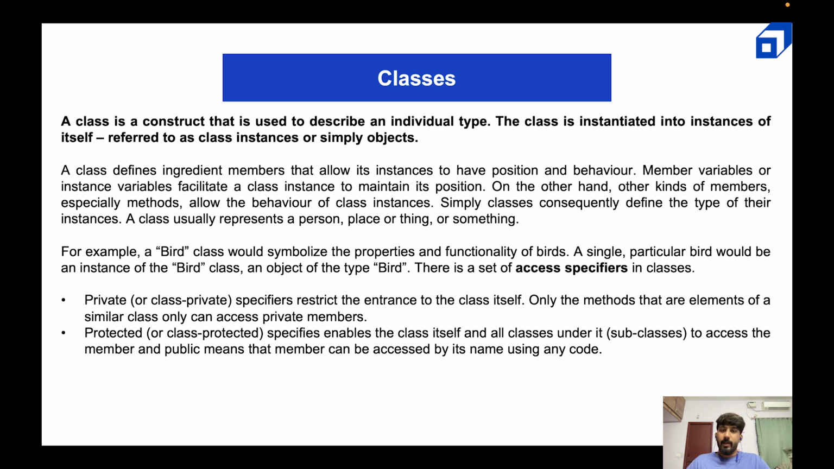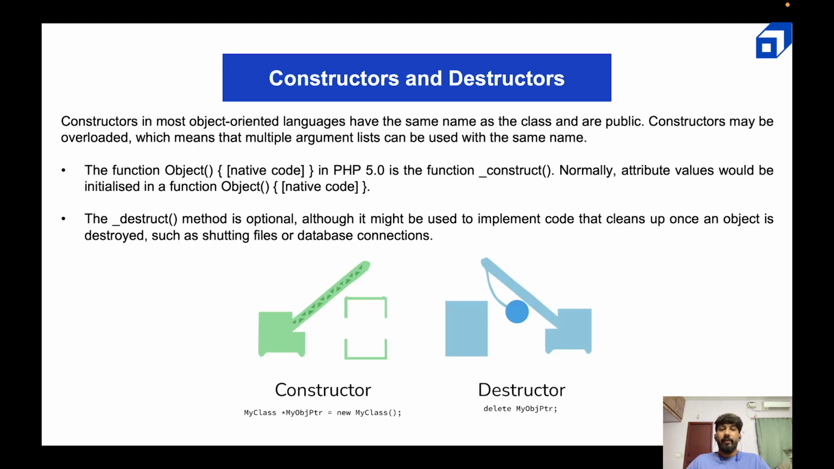So these are classes. Okay, finally, the last topic we are going to look into is constructors and destructors. If you just look at the image, it would explain it very simply. So constructor, you are constructing one particular object. Destructor, you are destroying that object. So now let's look into it a little more in depth. Constructors in most object-oriented languages have the same name as the class and are public. So let's say I'm creating a class A. So the constructor itself would have the name A. Okay, so that's exactly how a constructor is created.